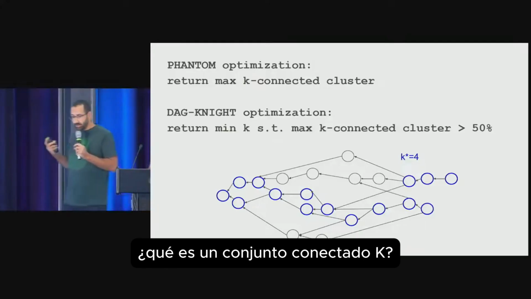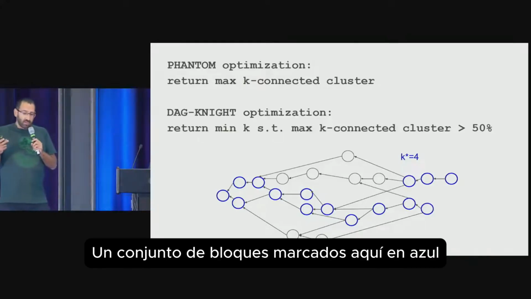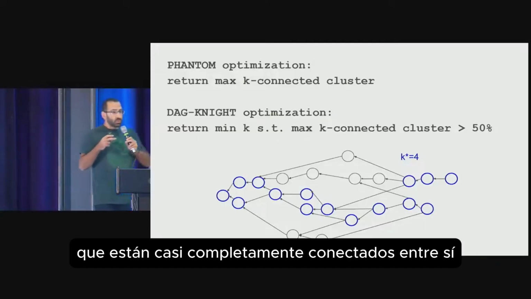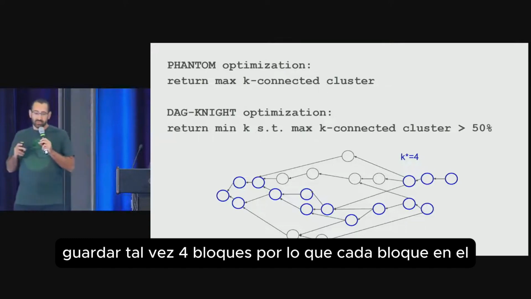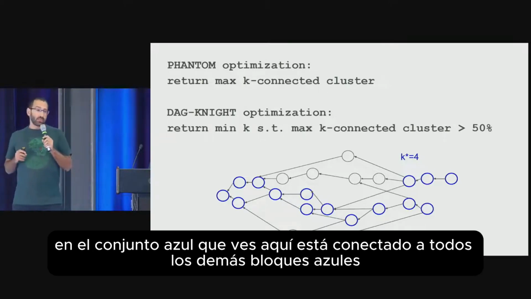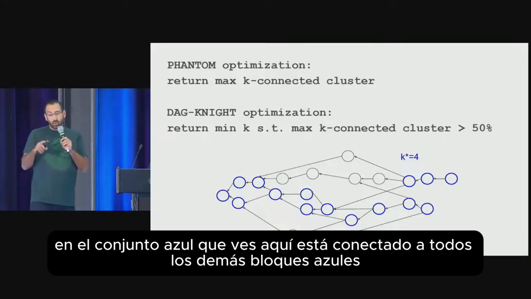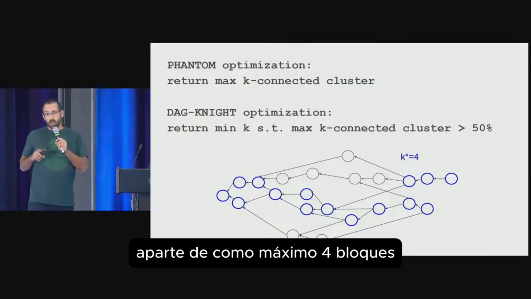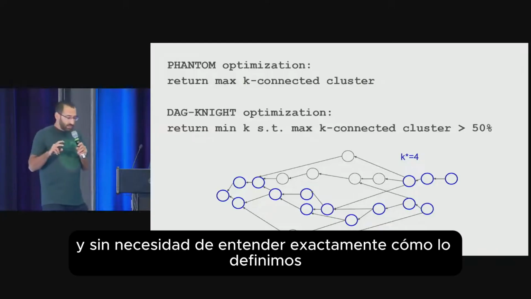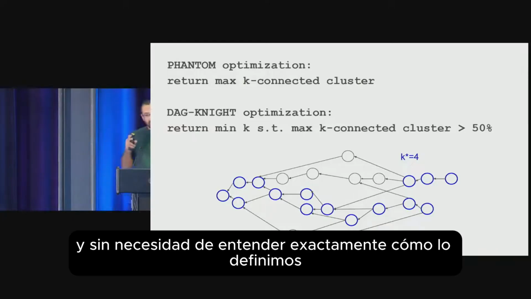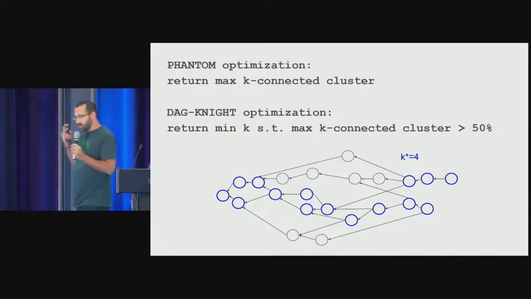What is a K-connected set? It's just a set of blocks marked here in blue that are almost fully connected to each other, save maybe 4 blocks. So every block in the blue set that you see here is connected to all other blue blocks, apart from at most 4 blocks. And without needing to understand exactly how we define it, you get the intuition.